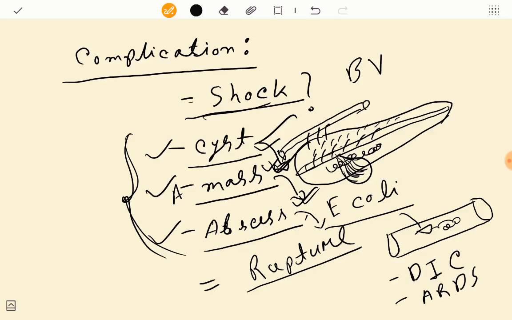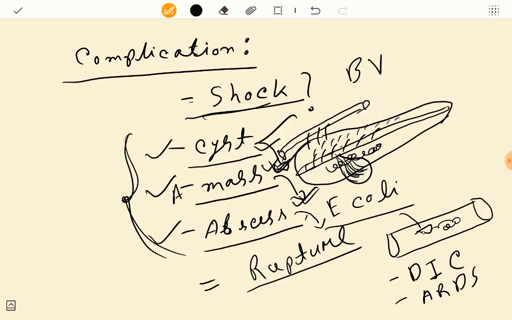And last but not least, we talk about complications: shock due to blood vessel dissection in the surrounding pancreatic area, then cyst, mass, abscess, pseudocyst, which is due to fibrous tissue that looks like a cyst, but it's not a cyst, it's a false cyst, and due to E. coli bacteria, an abscess may occur. And rupture is a complication, and rupture will do two things.